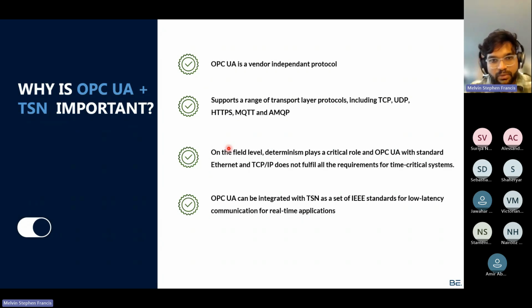And coming to the third one, on the field level, determinism plays a critical role, and OPC UA with standard Ethernet and TCP does not fulfill all the requirements. But OPC UA, when integrated with TSN, can offer low latency communication for real-time applications. And this is what we are going to see as a demo today.